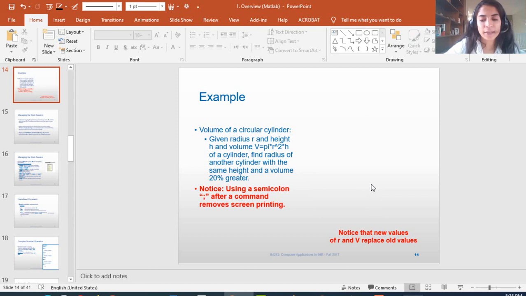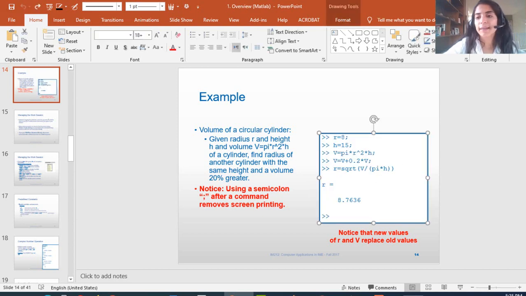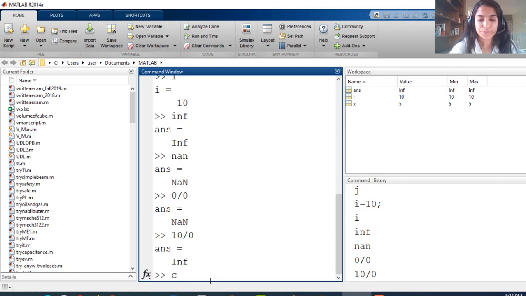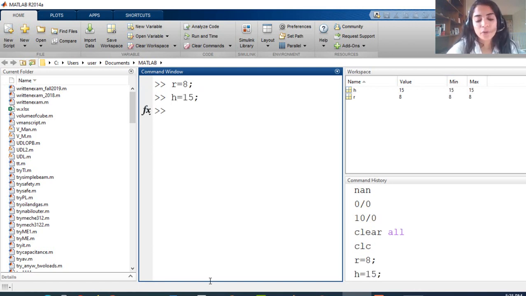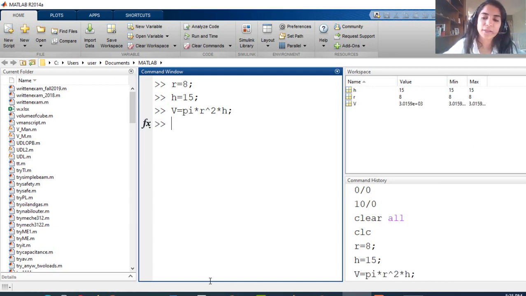So I'm going to assume that r is equal to 8 and h is equal to 15. Clear all, clc. r is equal to 8 and h is equal to 15. How am I going to find the volume? I know that the volume is equal to pi. Why can I use pi? Because pi is already defined in the library of MATLAB as 3.14. Pi r squared times h. So this is the volume. If I click enter, you can see the volume in the workspace. It is 3.01 times 10 to the power 3.